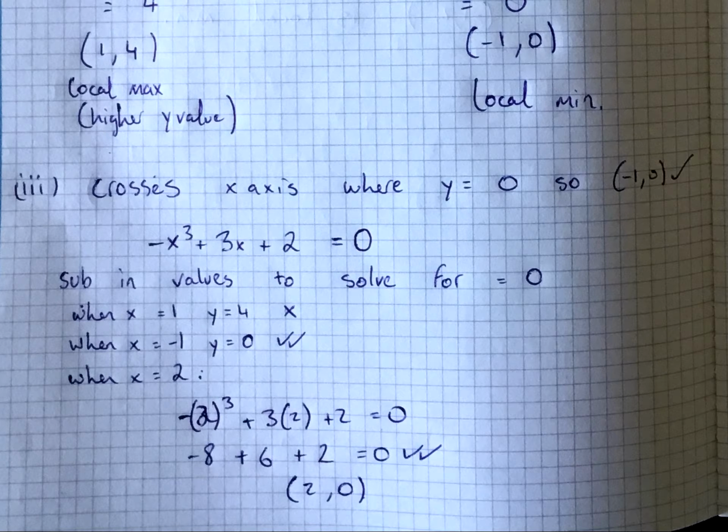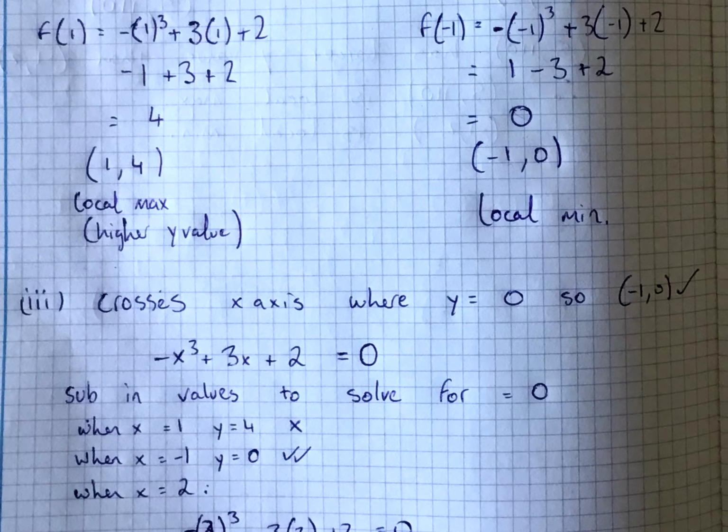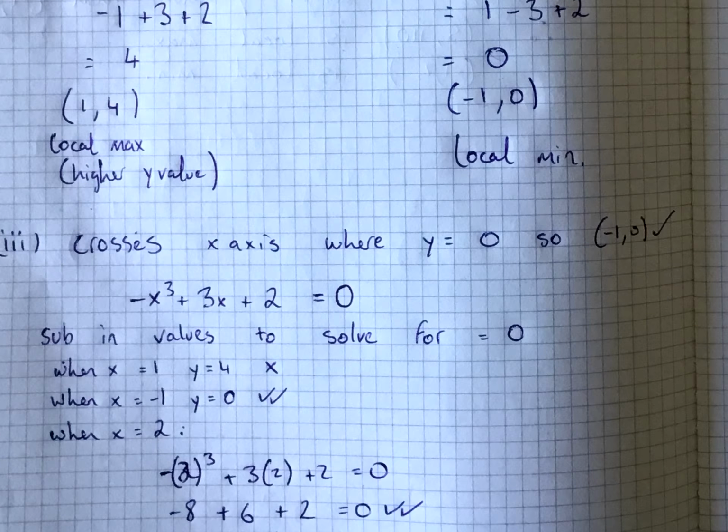Then part 3, I'm looking for where the function crosses the x-axis and the y-axis. Now, the function crosses the x-axis where y is equal to 0. That's a rule as always. So wherever we have a point where the y value is 0, that means that it is on the x-axis. So the local min that we worked out a few minutes ago is one of those points. It crosses the x-axis at that value.